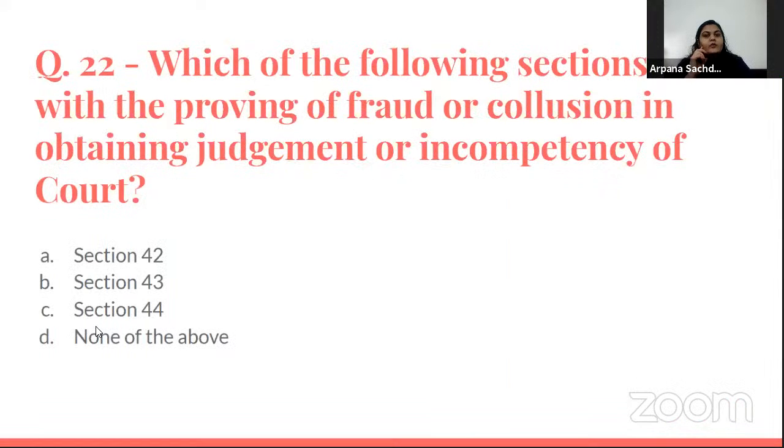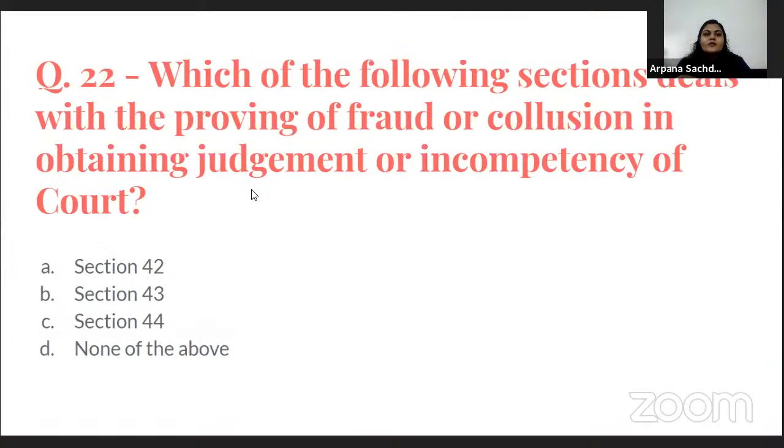Now, can we have the next question? Sorry, question number 22. Question number 22 says, which of the following sections deal with the proving of fraud or collusion in obtaining judgments or incompetency of the court? Section 42, 43, or 44, or none of the above?